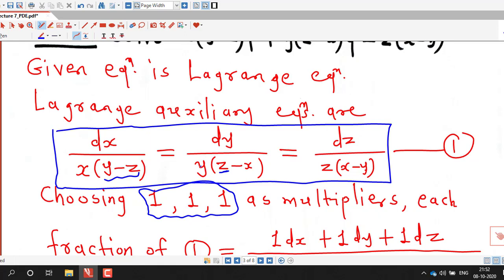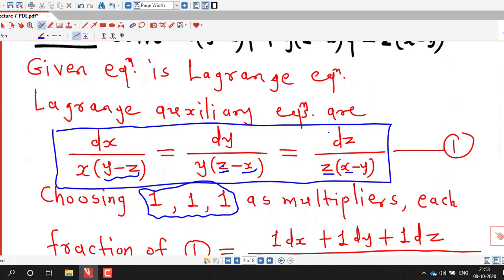So if I multiply this by 1 by y, y will cancel out and I will have z, and here I will have minus z. Similarly here I will have minus x, and if I multiply this by 1 by z, I will have x. So from this we can have the idea that the possible choice for multipliers is 1 by x, 1 by y and 1 by z. So this is just from our observation on Lagrange auxiliary equations.